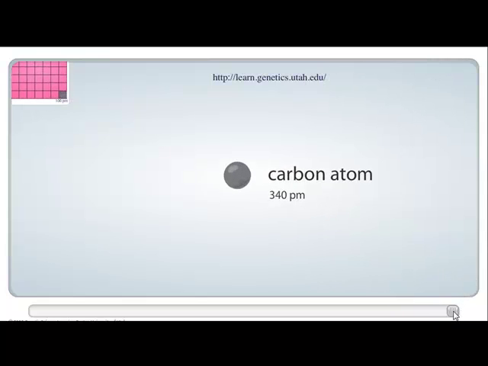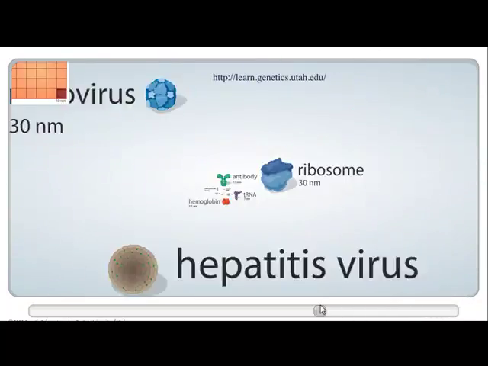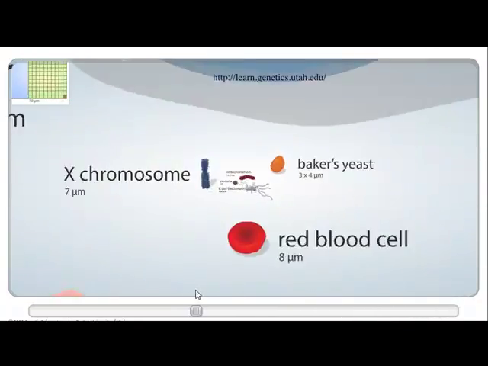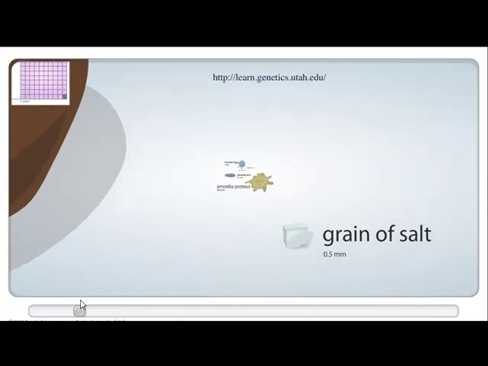Here is a carbon atom, which is a fairly typical atom on the periodic table. It's about 340 picometers across. Pico means billionth, so 340 billionths of a meter. Now that we've seen how small an atom really is, let's zoom out to have some appreciation for the fact that all the matter around us is made of these little tiny pieces.